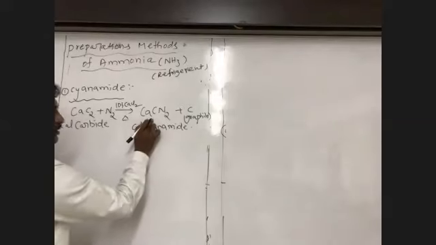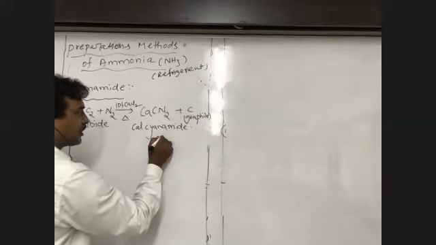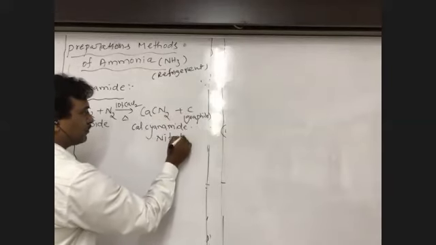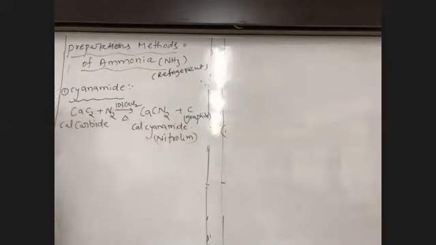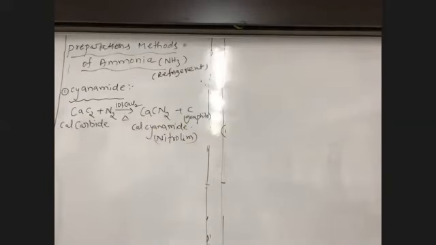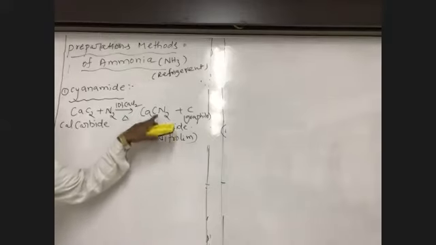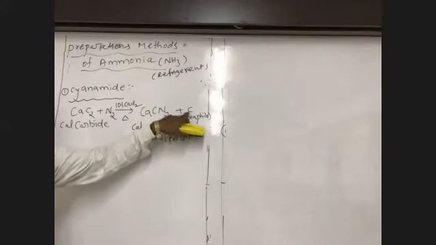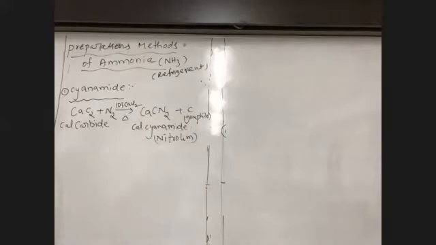The mixture of calcium cyanamide and graphite is called nitrolim. This mixture is used as a fertilizer for plants due to the presence of nitrogen. Nitrolim is a mixture of CaCN2 plus graphite carbon.